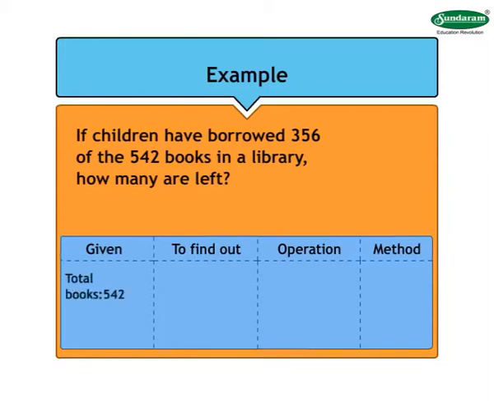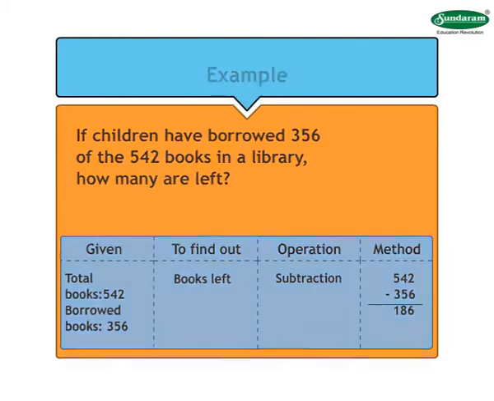Here it is given that the total number of books are 542 and the number of books borrowed are 356. And we have to find the number of books left in the library. Since we have to find the number of books left, the operation involved is subtraction. Thus now, let us solve. So, the method of solving is, first write 356 below 542. Then subtract as learned. We get the balance as 186. Therefore, 186 books are left in the library.